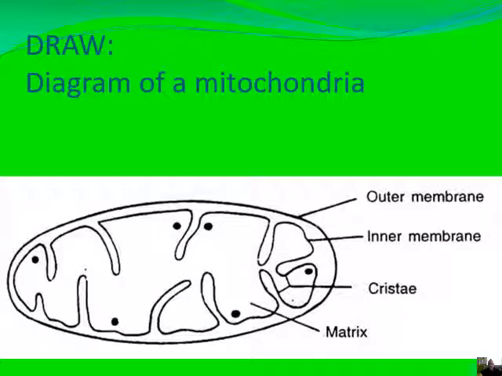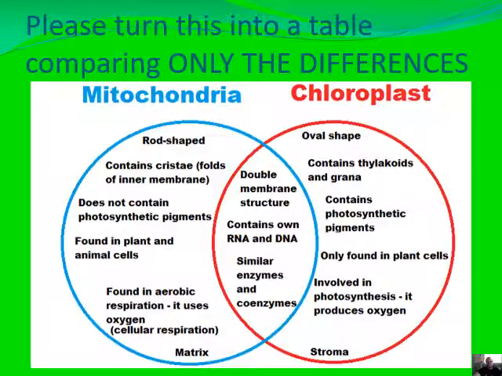All right, please draw this. Two things I want you to include over there: you can see the black dots, remember to label them as ribosomes. And then I want you to also put a squiggly line over there and write out mitochondrial DNA. So the heading is at the top over there, diagram of a mitochondria. And once you finish drawing this, I want you to go and do this. Please turn this into a table and compare only the differences.